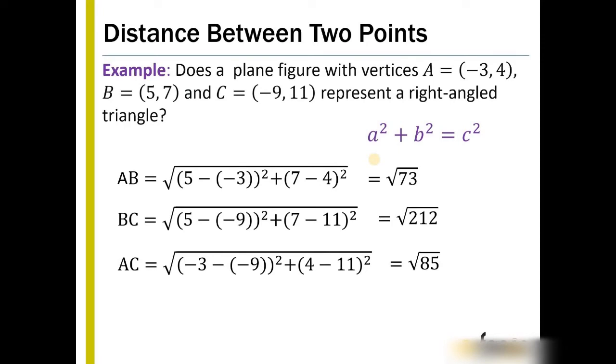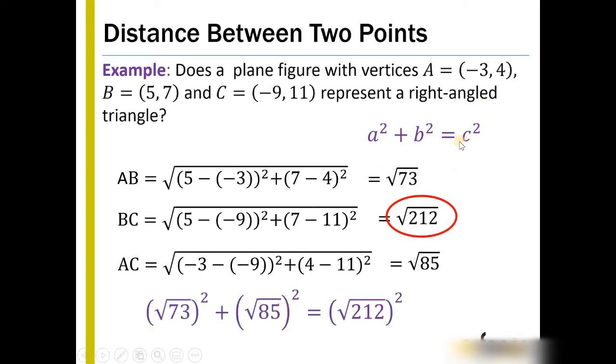So now let's see if that fits into Pythagoras' theorem. The square root of 212 is the biggest value, so this would have to match up with c. So we want to check if the square root of 73 squared plus the square root of 85 squared is equal to the square root of 212 squared. And to do this, we just need to check if 73 plus 85 equals 212. No, it doesn't. So no, this plane figure does not represent a right-angled triangle.